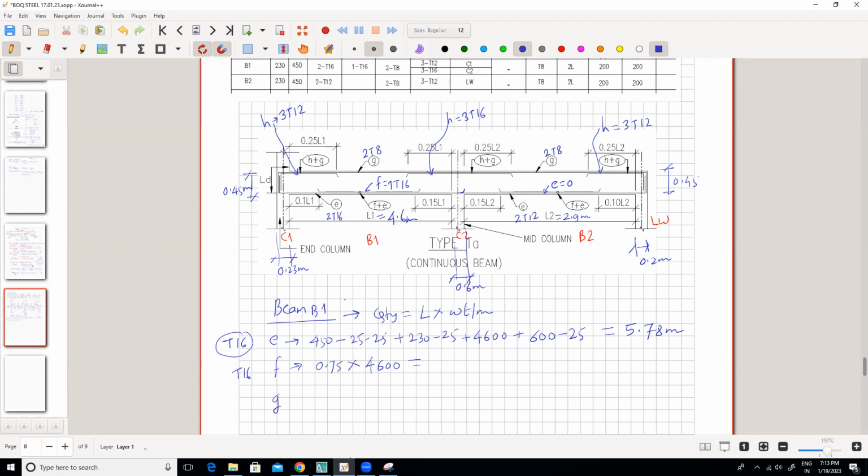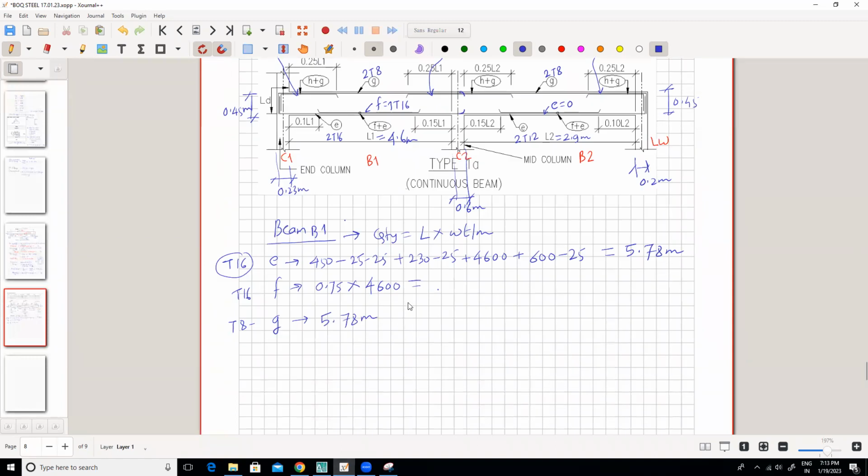Then G bar, tell me how much it is? G bar will be 2T8. So G length, I think, will it be the same as this E bar? So this top bar also will be corrected. We will stop here. So I think it is exactly the same as E. How much is it coming to for F? 3450.